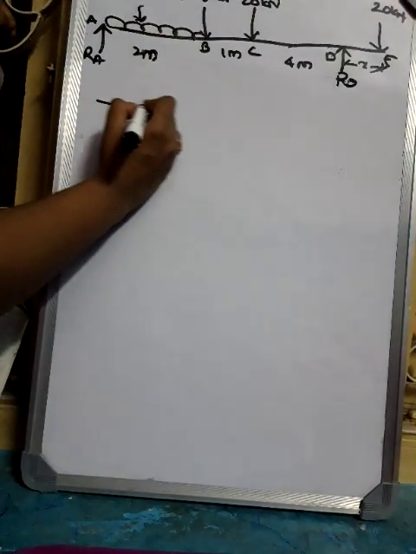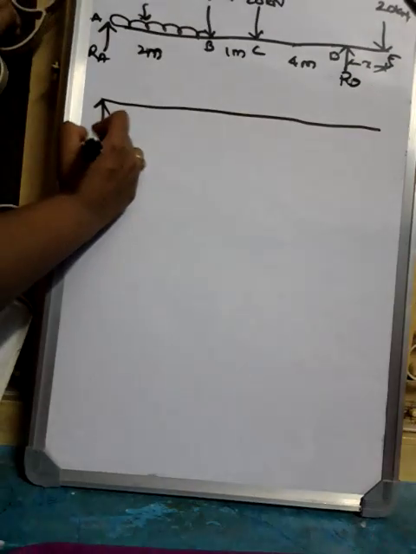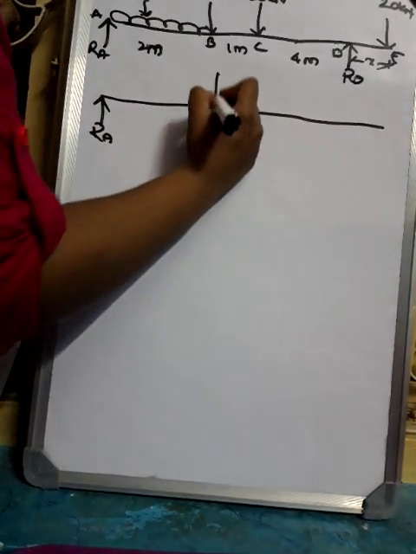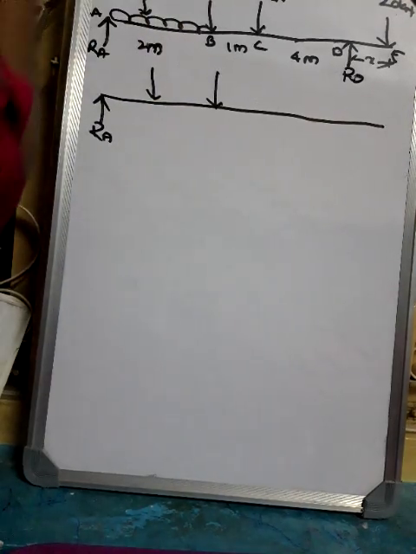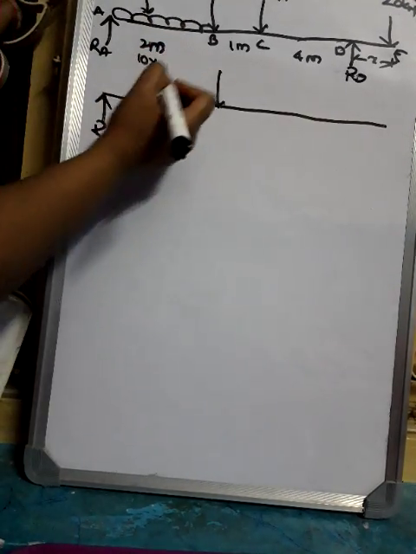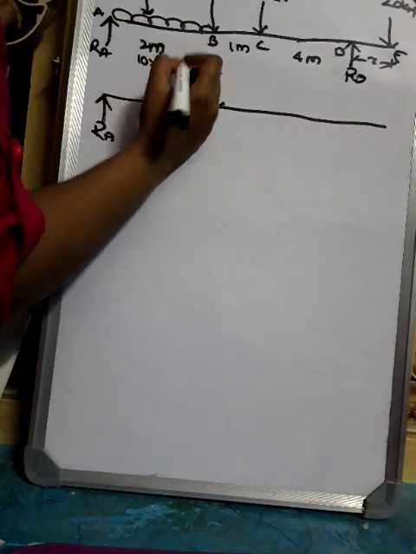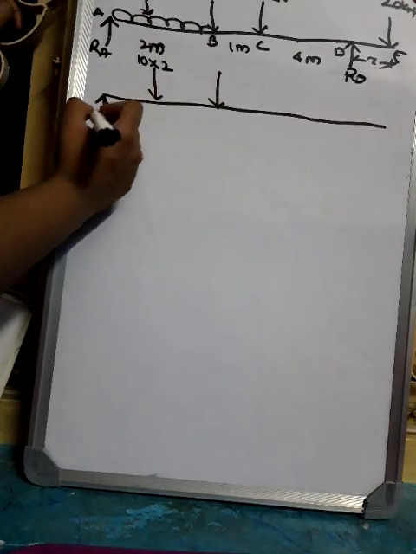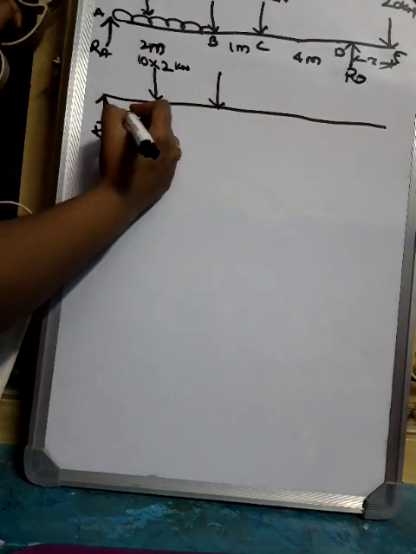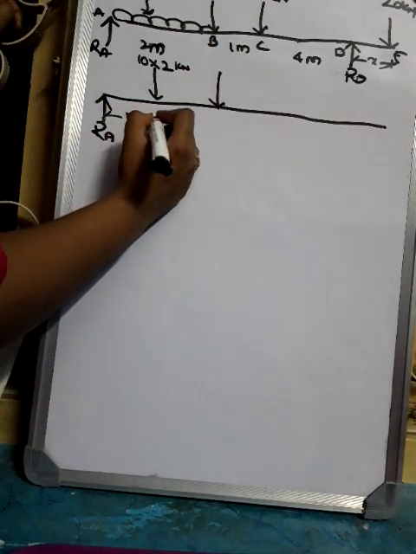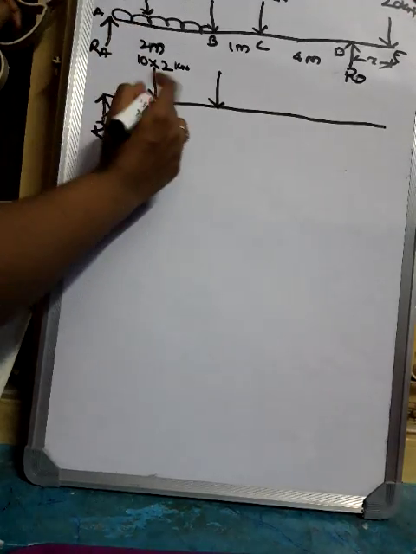So the first step is we are going to write the free body diagram. So let us write the free body diagram here. This is RA. And I'm going to convert this UDL into an equivalent point load. You will be multiplying the UDL intensity by the loading length. You will get the value of the concentrated load, and it is going to act at a distance of L by 2, that is 2 by 2, 1 meter.